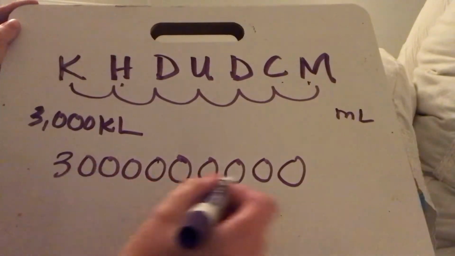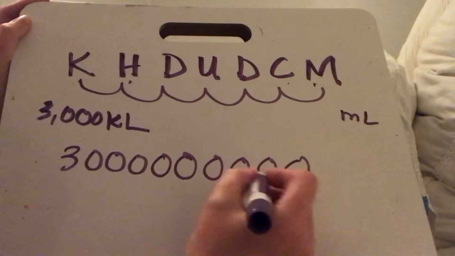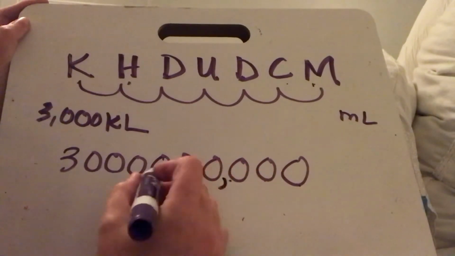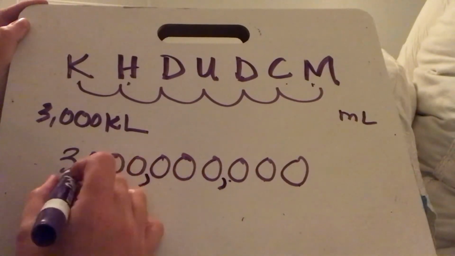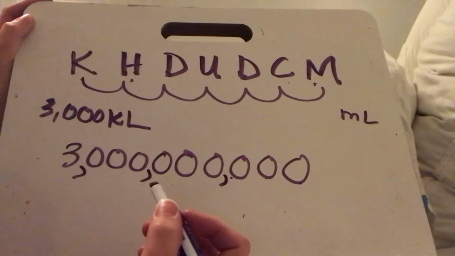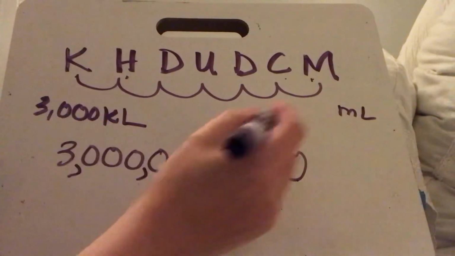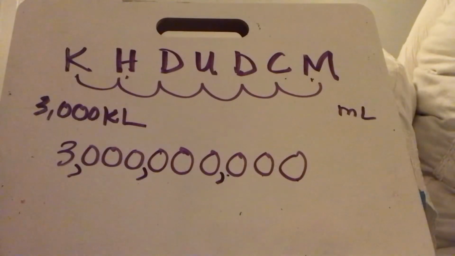Now, again, if you don't know where the commas go, count in from the back 3. 1, 2, 3, 1, 2, 3, 1, 2, 3. So that's 3 billion. That's a lot. 3,000 kiloliters is 3 billion milliliters. Hopefully I did that right. That seems like a lot.